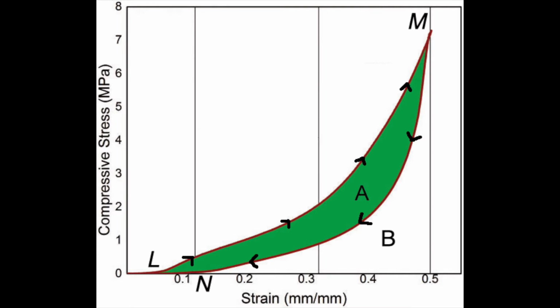The upward ramping curve Lm follows a given material's total potential elastic energy, or its response to a load. The downward ramping curve Mn follows the material's elastic energy, or its response to the removal of a load. The area of A between these curves represents the elastic hysteresis of the material.